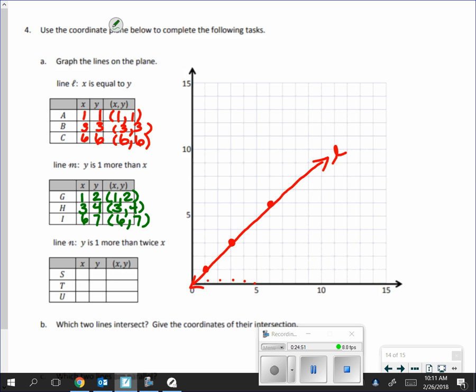So I've got 1, 2, 3, 4, 6, 7. What can I see about these two lines? Do they intersect? No, they are parallel. They do not intersect.